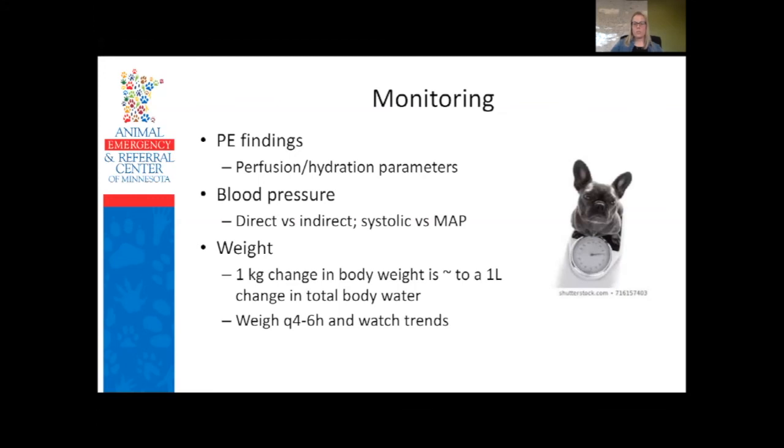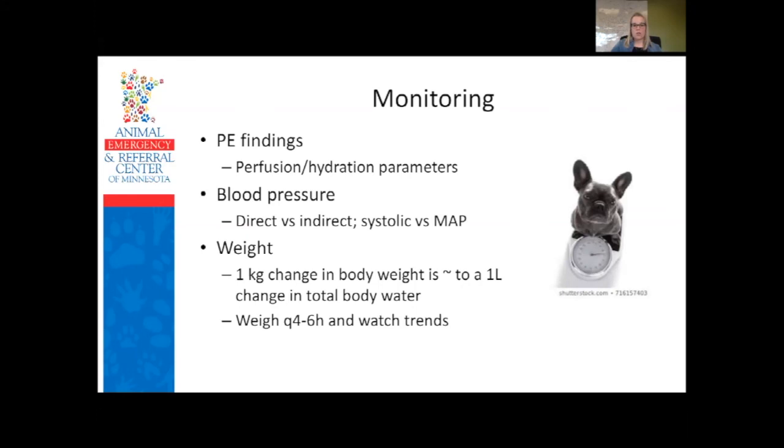Blood pressure also can provide really important information, whether it's direct or indirect, whether it's your systolic versus your MAP. Our patients are typically getting a Doppler systolic blood pressure, standardly every 6 hours. If they're more critical, it could be more frequent, every hour, every 2 to 4 hours. So you can use that information and adjust things on the fly, depending on how your patient is responding.